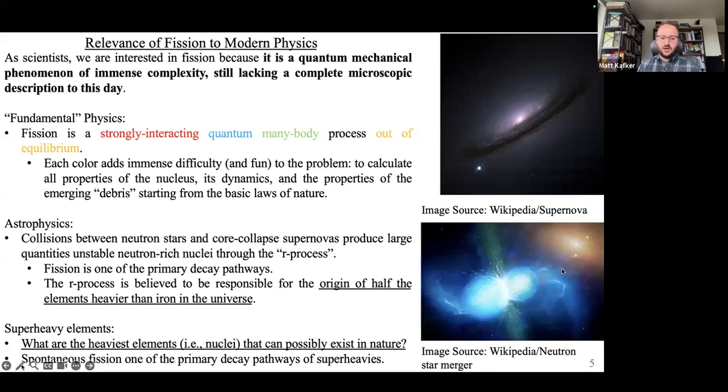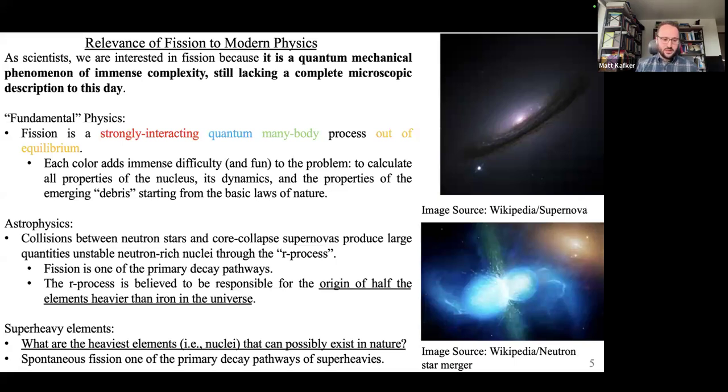In these two kinds of extreme astrophysical processes, you can produce large quantities of unstable neutron-rich nuclei through what's called the R process, or the rapid neutron capture process. This R process is believed to be responsible for the origin of roughly half the elements in the universe heavier than iron. This is an ongoing topic of exploration for precisely how that comes about. And fission is one of the primary pathways by which these unstable neutron-rich nuclei decay towards stability.